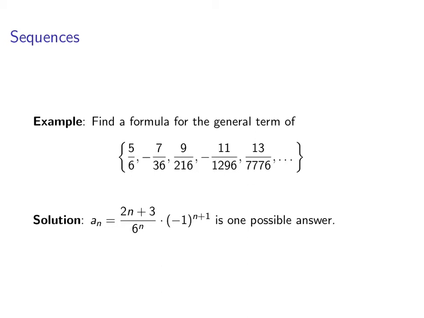So here's one possible answer. Going up by 2 means we need an expression that looks something like this, the 2n plus 3. Notice that if I plug in n equals 1, I'll get 5. If I plug in n equals 2, I'll get 7. Then the 6 to the n in the denominator handles the powers of 6 that are in the denominators of the terms. And then finally, (-1) to the n plus 1, that gets you an alternating sign. Depending on if that exponent is odd or even, you'll get out either a positive 1 or a negative 1, and that's generally how you get alternating signs.